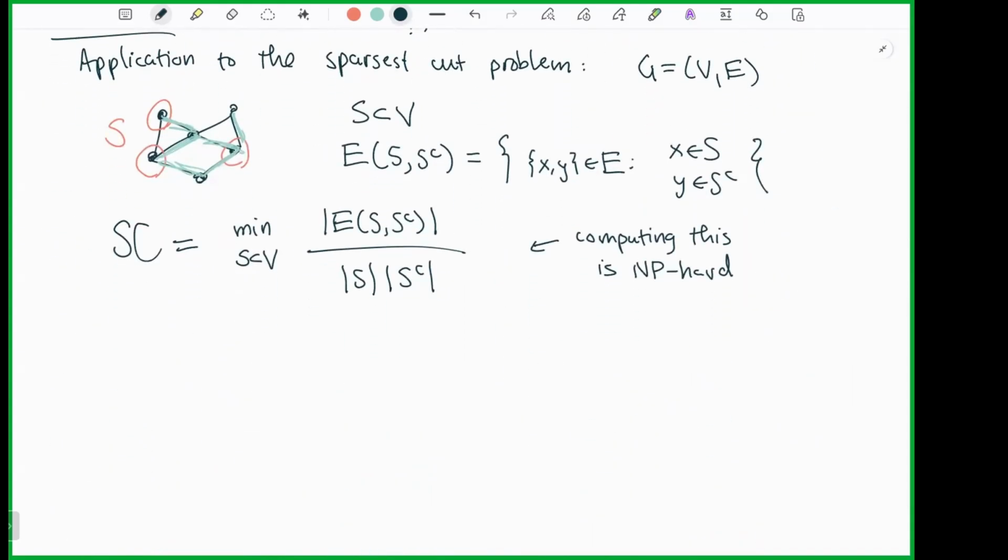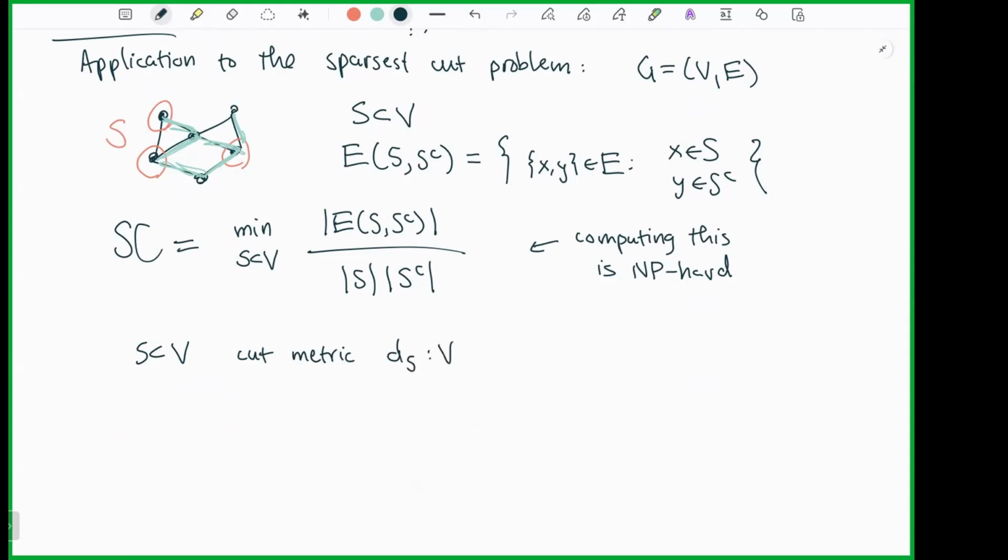So first, how is this even related to metrics? The idea is that we can express this quantity in terms of some specific metrics. Given a set V, so this has nothing to do with the graph right now, what I'm going to say. Given a set V and a subset S of V, you can define the cut metric, let's say d_S on V, which is just, for two points, let me write it down here.